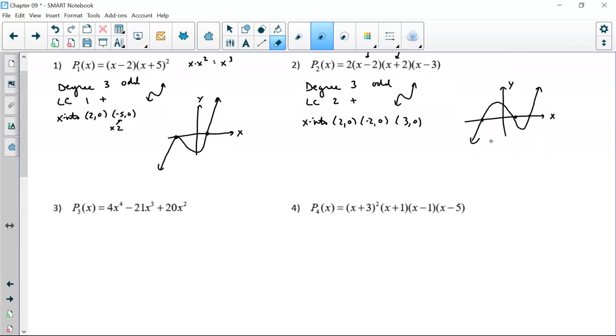For number 3, the degree is 4, which is even. The leading coefficient is 4, which is a positive. So based on that, our graph is going to have this basic shape to it. It's going to rise left and rise right. Now we have to do a little bit of work to find our zeros.